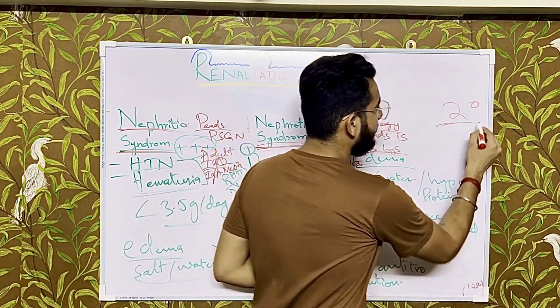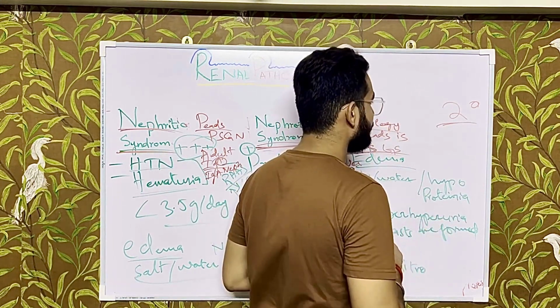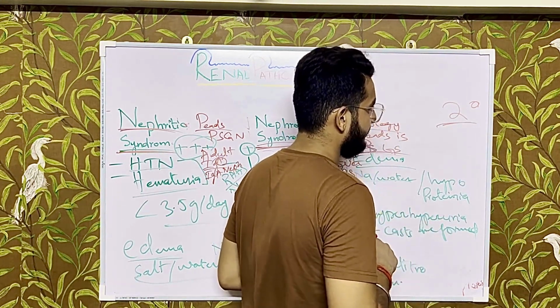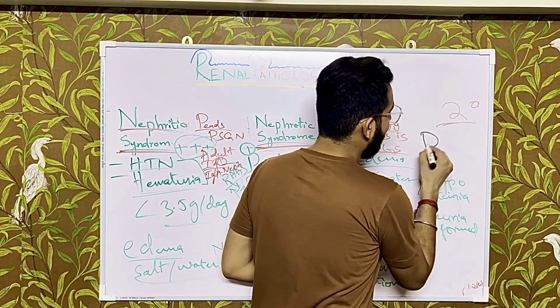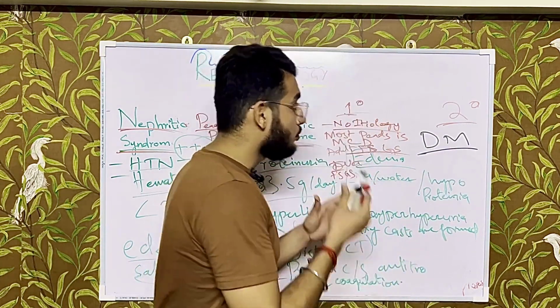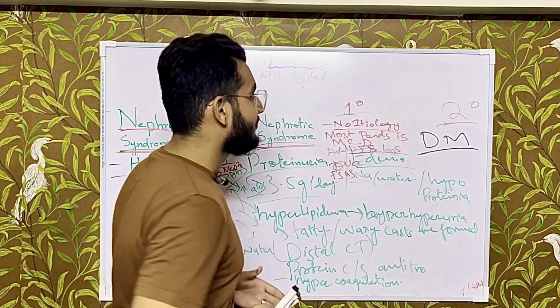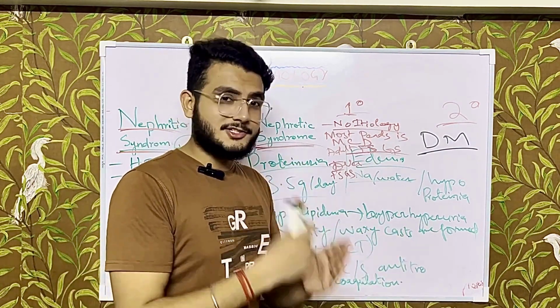Now the nephrotic syndrome can also be caused by systemic illness. In this systemic illness, the most common cause is diabetes mellitus, and diabetes mellitus is the most common cause of the nephrotic syndrome in overall cases as well. So this must be clear to you.